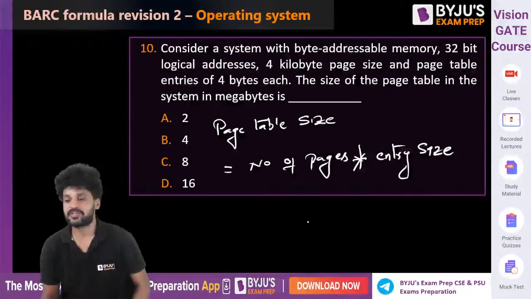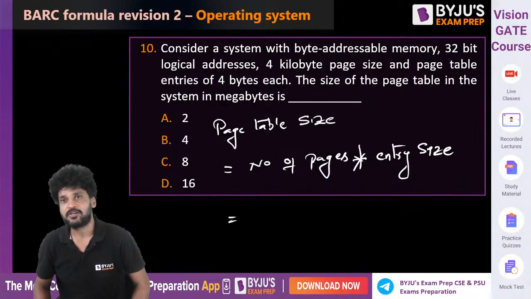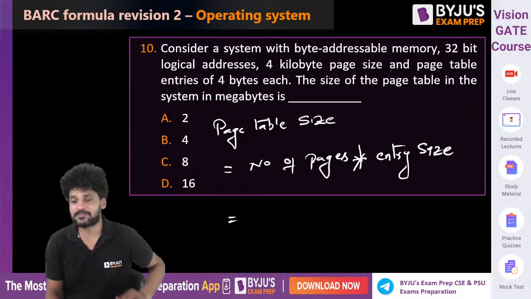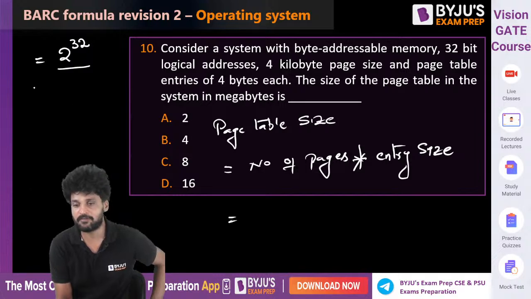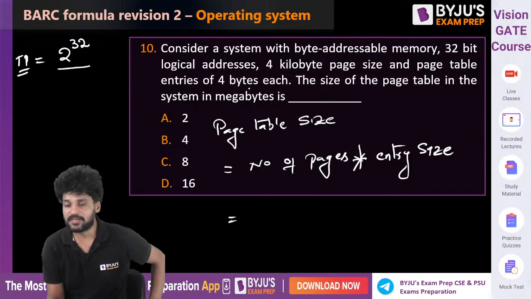Page table size can be found as follows. What is the total number of pages? In order to find out the total number of pages, we need to divide the total secondary memory by the page size. Total secondary memory is equal to 2 power 32. Total pages, TP, is equal to total virtual memory divided by page size.